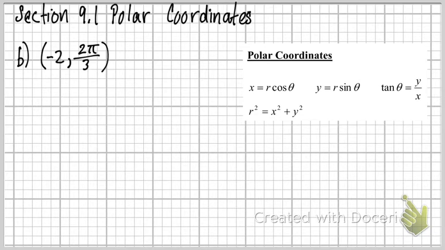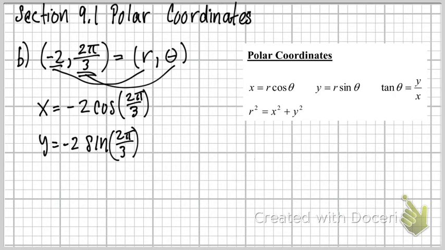So essentially what we're going to do is just the exact same thing. All I'm going to do is plug in. Now remember, this is just r, and this is just theta here. So my -2 is my r, and my 2π/3 is my theta. So essentially that's all I'm going to do here again. So we end up with these two.